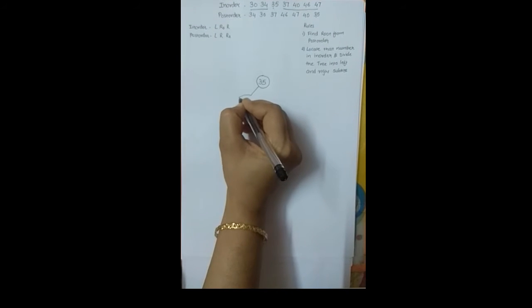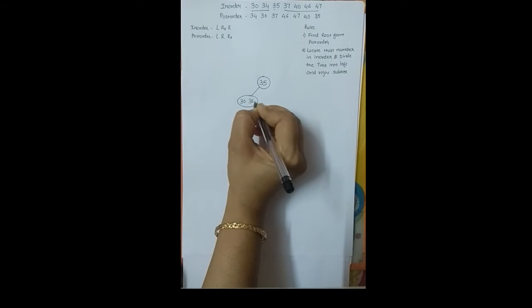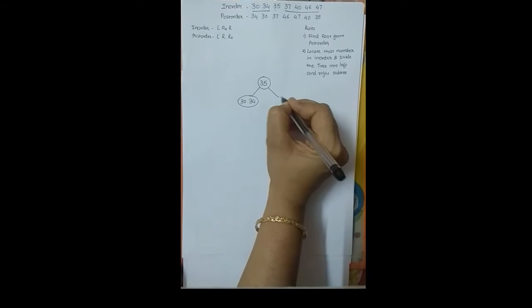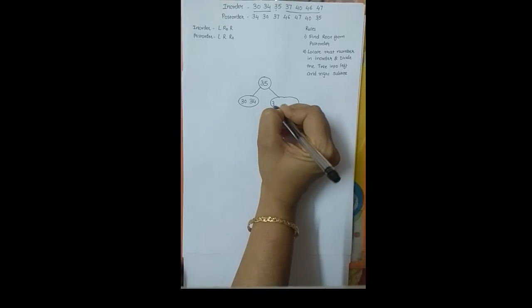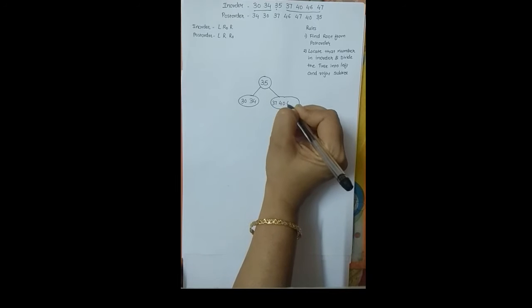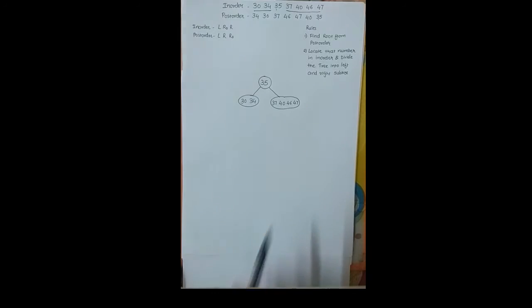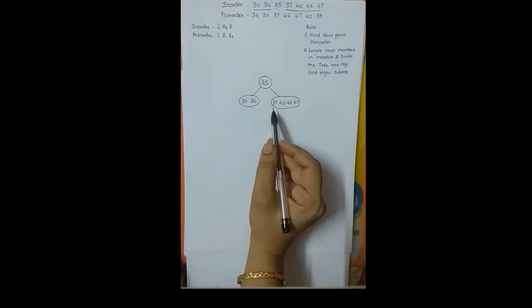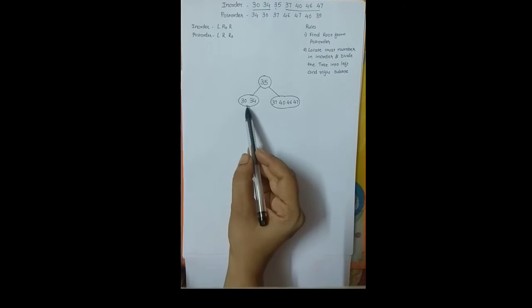We will write 30 and 34 on the left. On the right, we will write the remaining values, which are 37, 40, 46 and 47. Later on, we will expand this node to form its tree. Now, when we are done with this first step, the second step is to repeat the same thing for its left subtree and right subtree. Here we have the numbers 30 and 34.